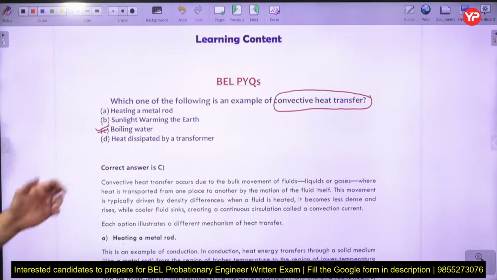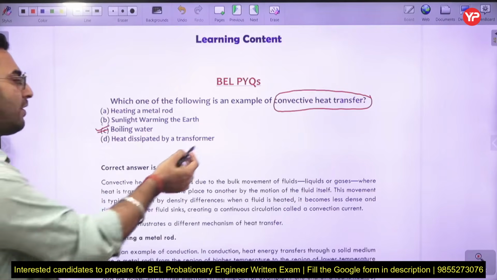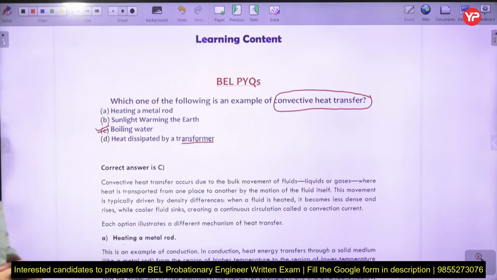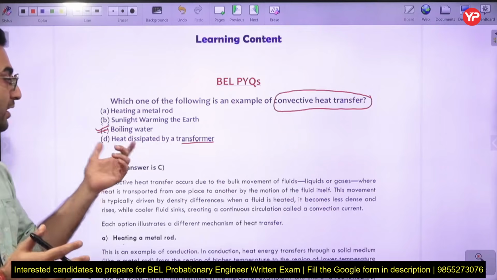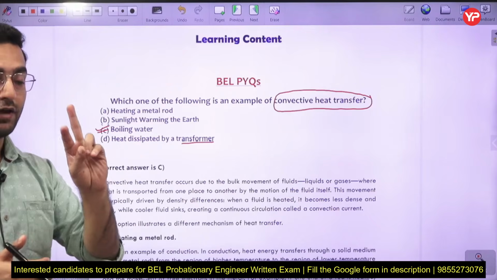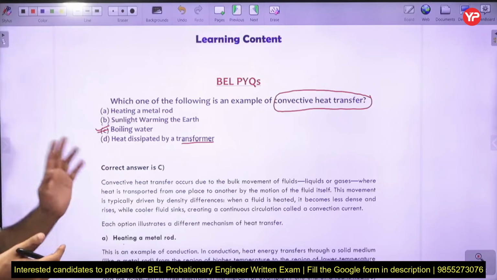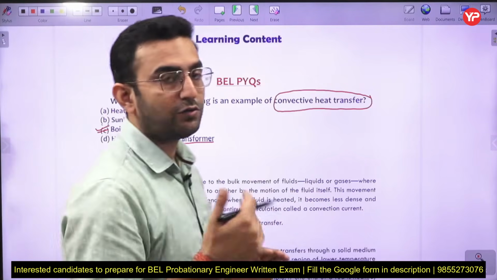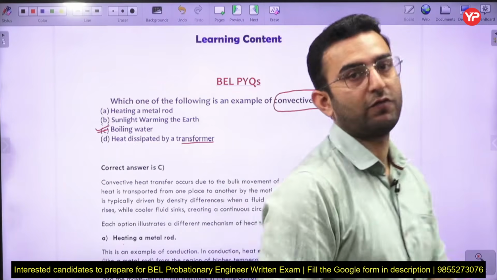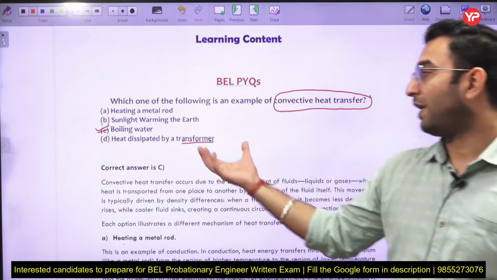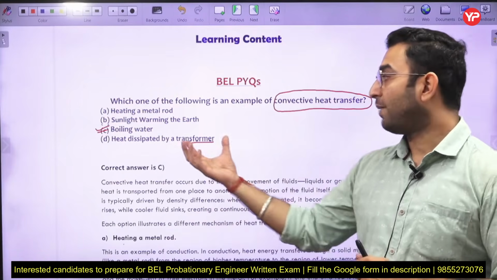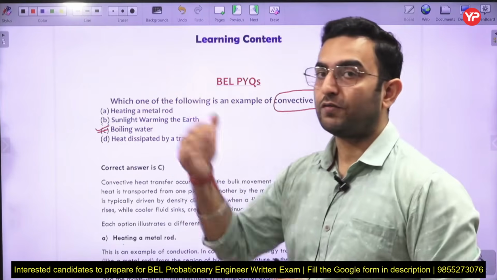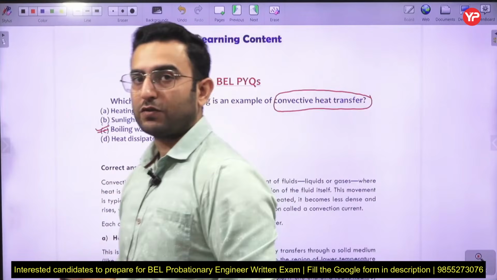Now coming to the last part, heat dissipated by a transformer. In the case of a transformer, the heat transfer takes place due to two phenomena, either the convection part or the radiation part. Why? Because the temperature of the transformer is very high as compared to the surrounding body. If the temperature is very high relative to the surroundings, the radiation mode of heat transfer is going to take place.